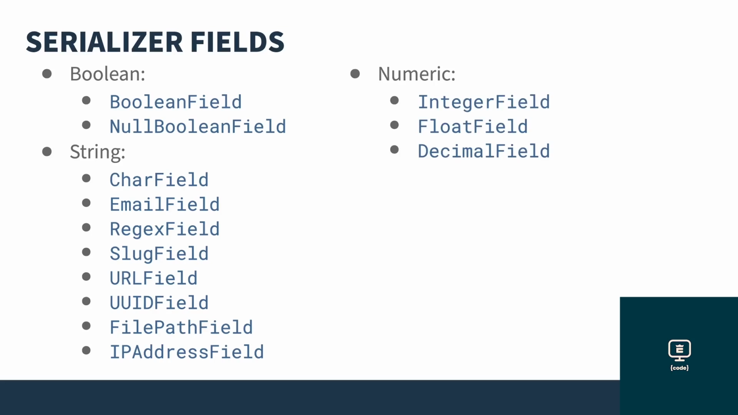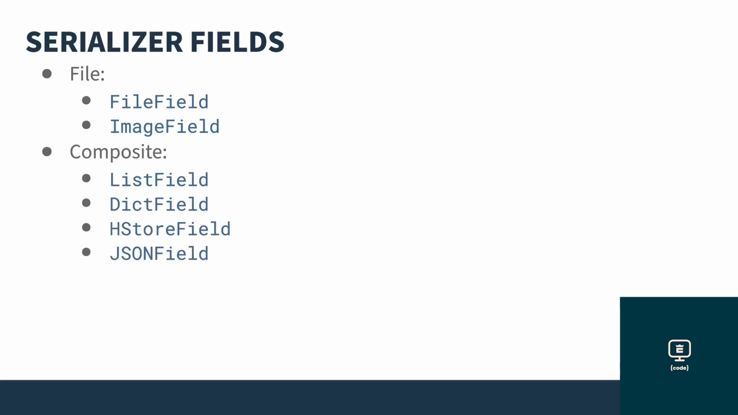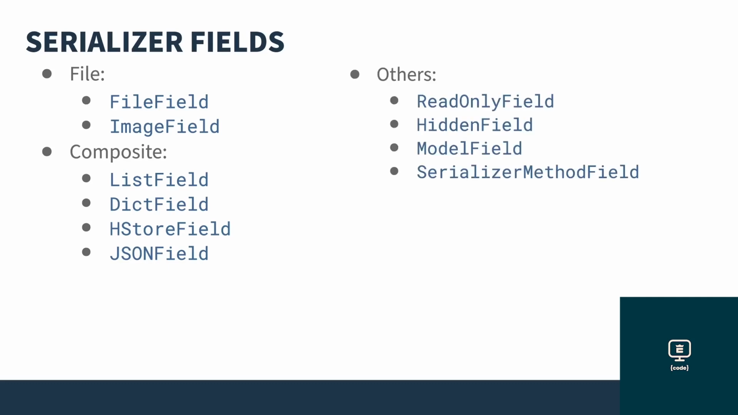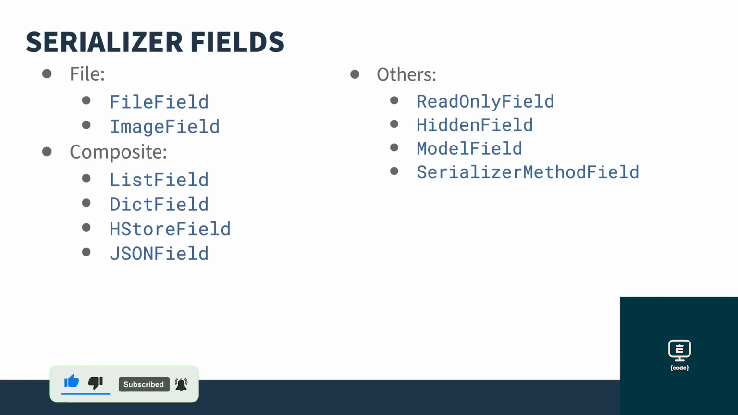There are 3 numeric fields, fields for date and time, and 2 fields that allow choices of predetermined selections. There are fields for uploaded files, composite fields, which hold groupings of other things like dictionaries or nested JSON, and specialty fields like read-only and hidden for your forms, or the serializer method field, which is a special field that is read-only that gets mapped to a method inside of the serializer. Every time the field is serialized, that method gets called, which allows you to run arbitrary code anytime serialization happens. If all of that's not enough, you can always write your own.